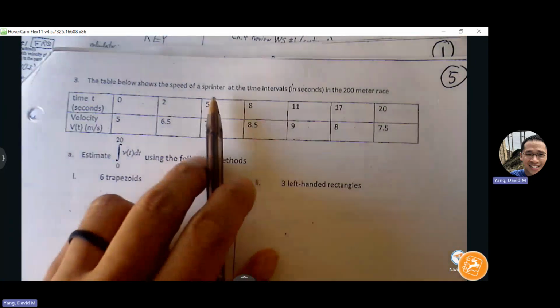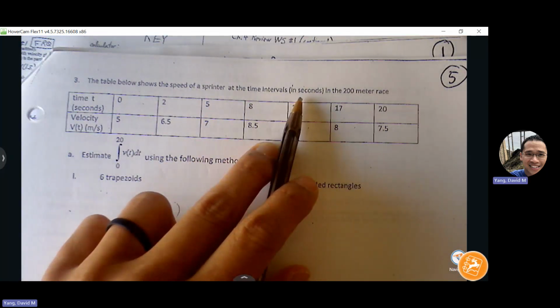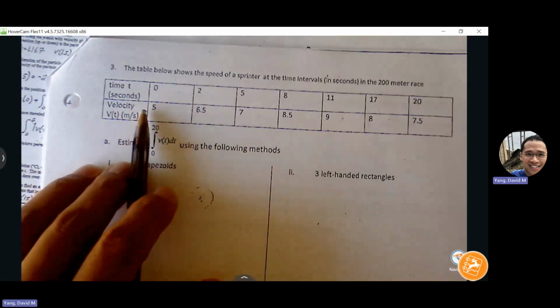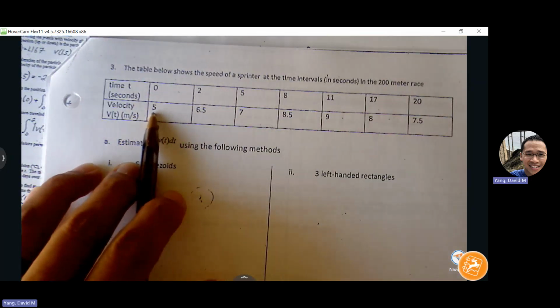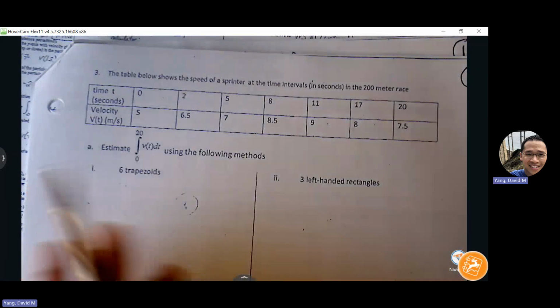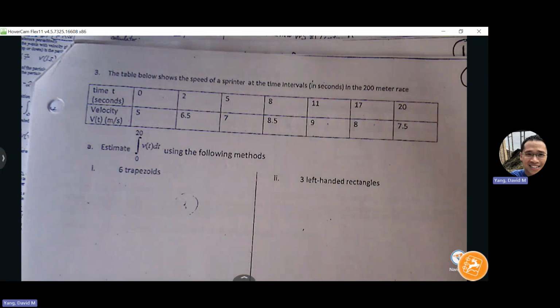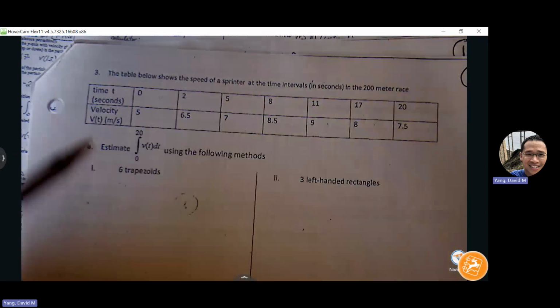Okay, the table below shows the speed of a sprinter at time intervals in seconds in a 200-meter race. So at time 0, starting velocity is 5 meters per second. And then we see him potentially top out his speed at 11 seconds, 9 meters per second. And then he slows down. Now, we don't know that's the maximum, but based off of the values that we have, that's going to be our best estimation. But I just want to give you an idea that these represent speed, not distance. So it says estimate the definite integral from 0 to 20 of v of t using the following methods.